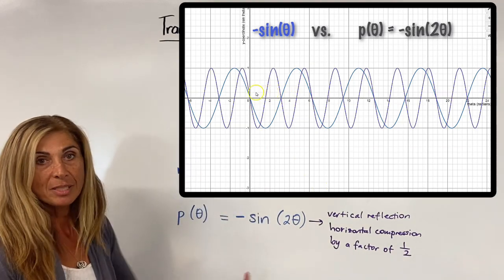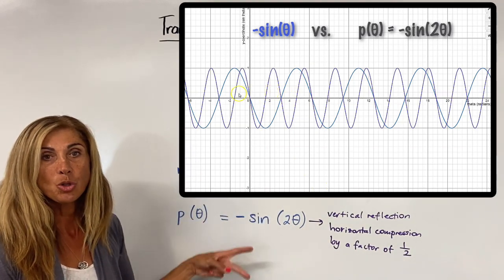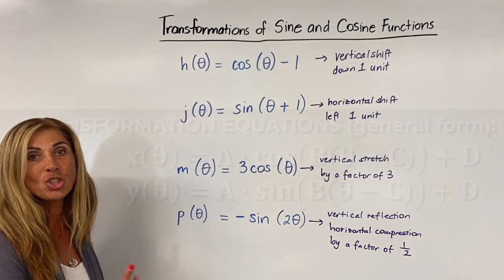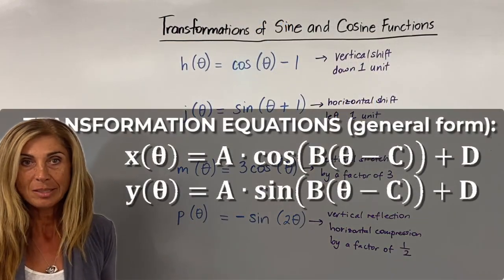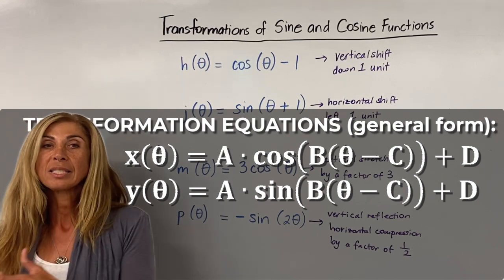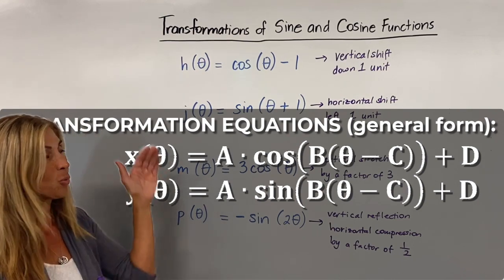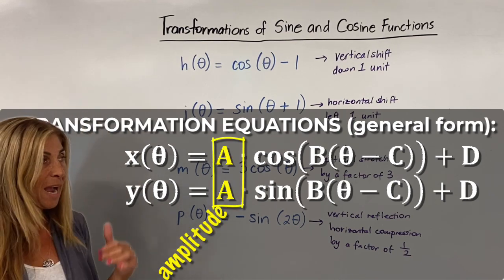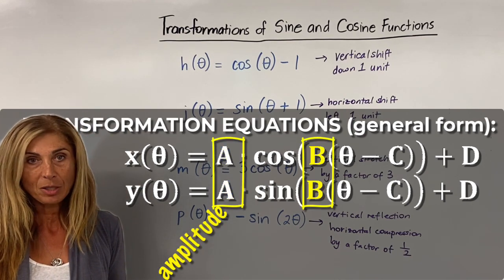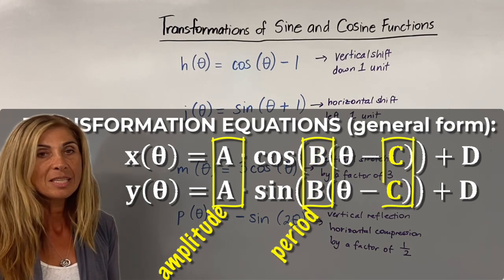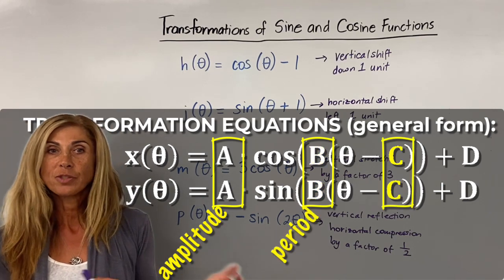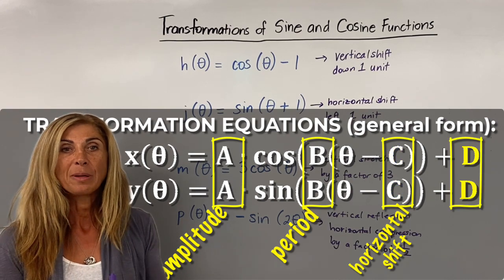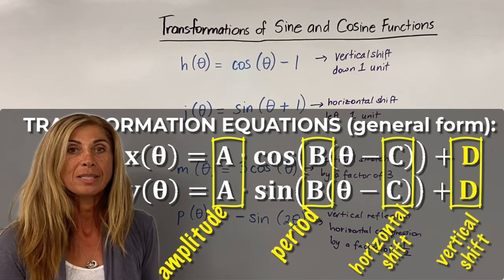So this particular example has 2 separate transformations occurring. If we look at the general transformation, that tells us what is being affected by each one of these values. Our A value affects our amplitude. Our B value affects the period. Our C value tells us how much we've shifted horizontally. And our D value tells us how much we shifted vertically, which affects our midline.